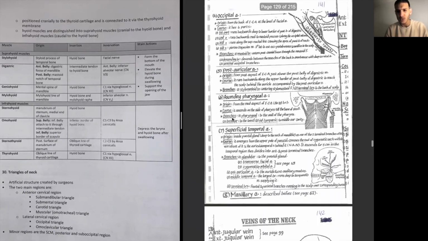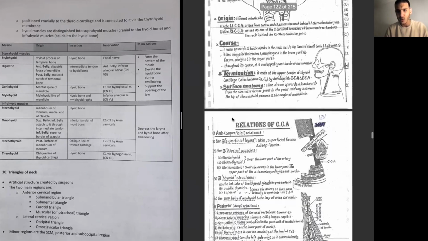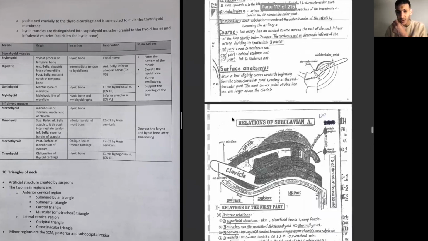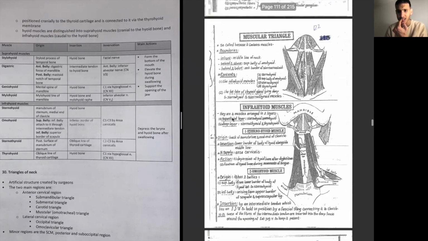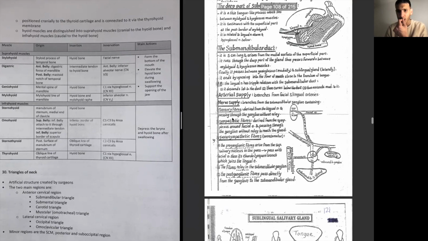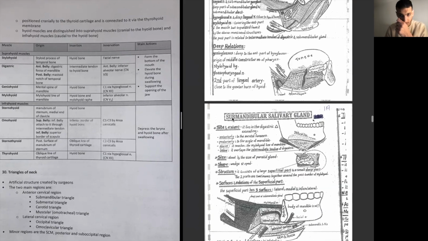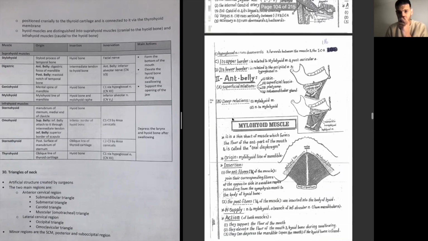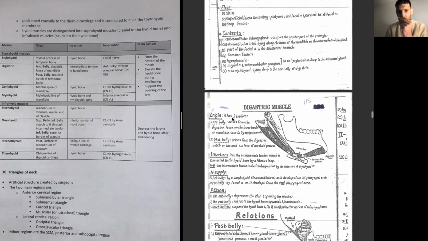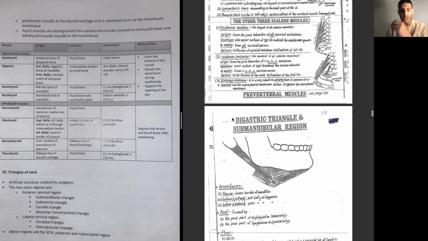We also have notes for them here. Let's see. There we go. So we have, first of all, the digastric triangle and submandibular region. I will dive into the triangles in a bit, just after this video, but let's just finish the muscles for the sake of this video.